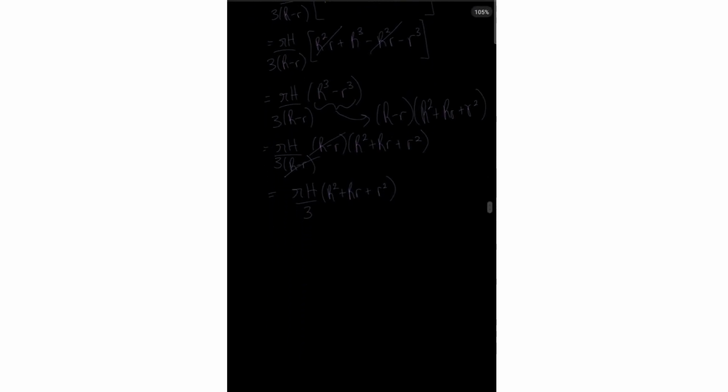So now, final equation for solving for the volume of a frustum cone, pi h over 3 times (big R squared plus big R times little r plus little r squared). So this is the volume of a frustum cone.